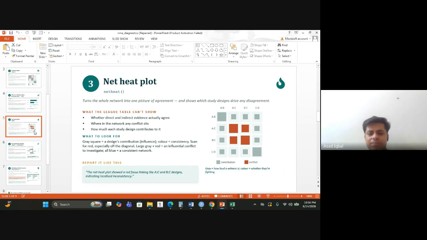Okay. Same is the case with the net heat plot. That's actually when you're having a gray color for specific comparisons, that means they are having consistency. They're having no conflicts. But if you look at the A versus C, they're huge colored. So the colored points are actually the conflicts. This is a very simplistic diagram with a simplistic explanation. Okay.